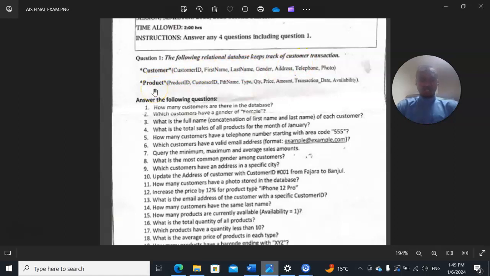And when you look at the product table, we have product ID here. So this product ID is the unique identification of the product.